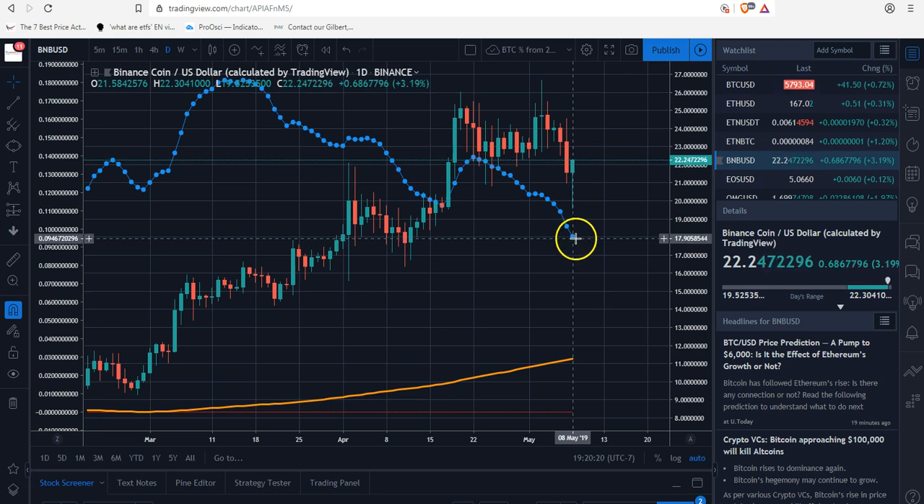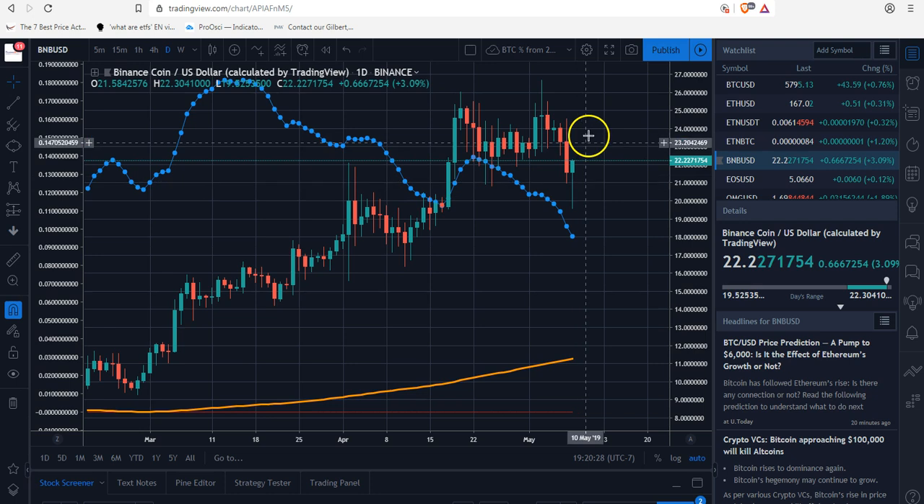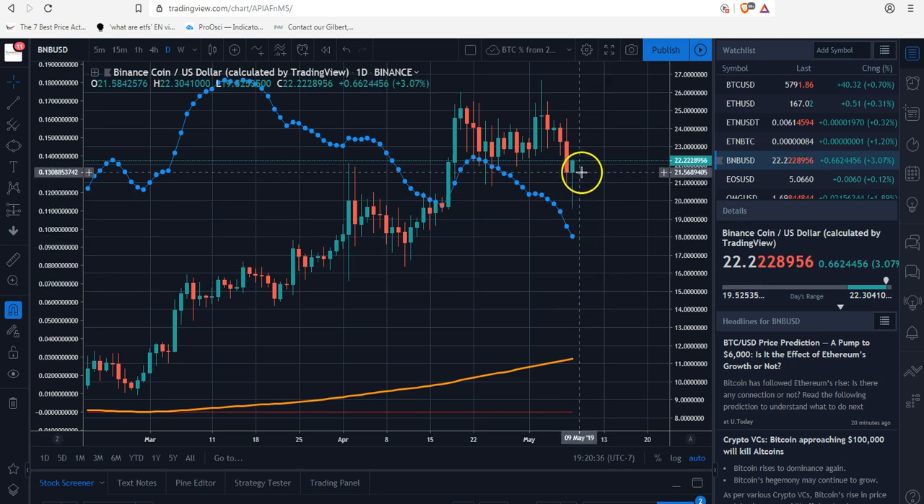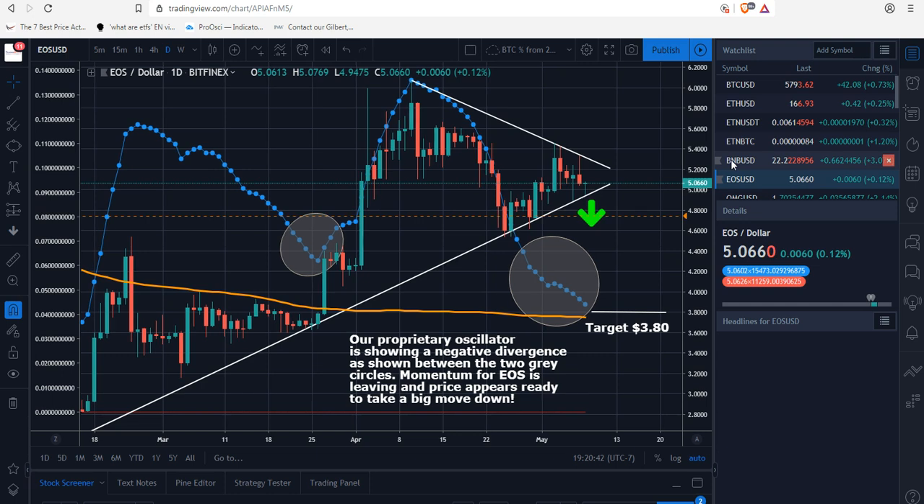So in order for the oscillator to stop going down and go at least sideways or back higher, you'd have to see a pretty big move to the upside. So if we're not going to get those big moves to the upside in Binance, then the oscillator is going to continue down, and that would suggest that it's going to pull Binance coin down. Let's take a look at EOS.